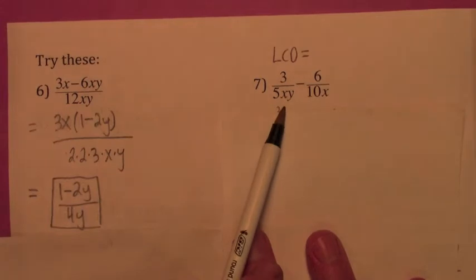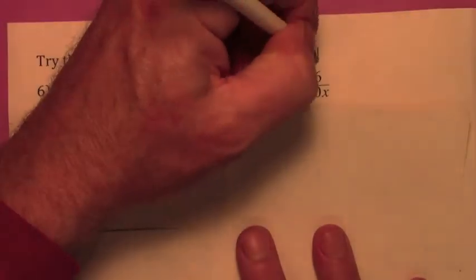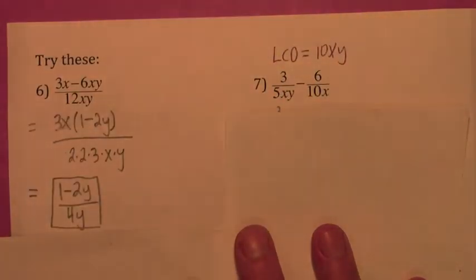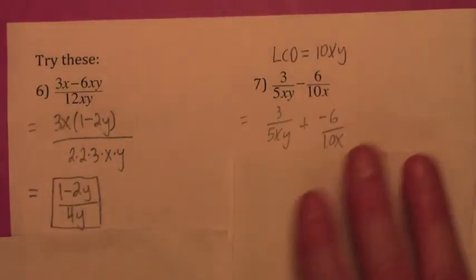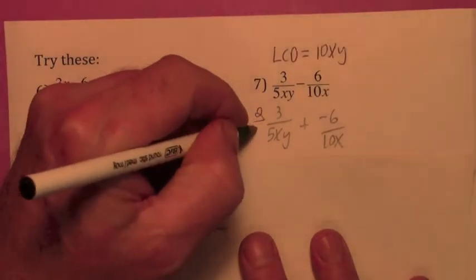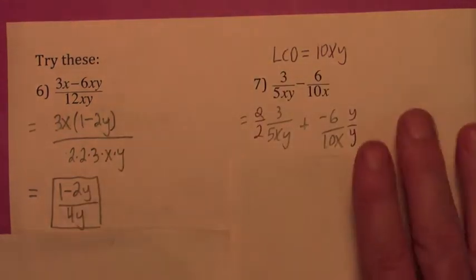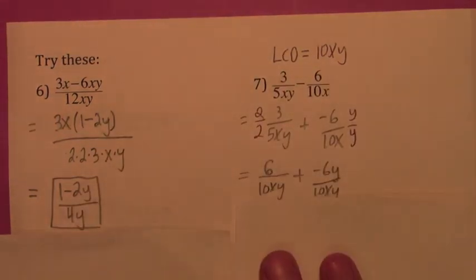Here, what is the LCD? Can you tell me what the LCD is from these two fractions? It looks like it's going to be 10xy. Is that what you got? So what does that mean? That means you're going to have to take the first one and multiply top and bottom by 2, and the second one multiply top and bottom by y, right? So that's why we get 6 over 10xy plus negative 6y over 10xy.